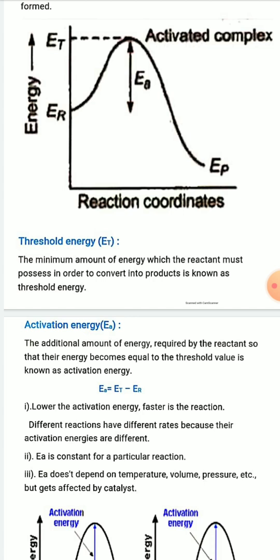So the additional energy required by the reactant, so that their energy becomes equal to the threshold energy of the reaction, is known as activation energy. And activation energy is given by EA is equal to ET minus ER, where ET is threshold energy minus energy of reactant. So what is the activation energy? It is the additional amount of energy required by the reactant so that their energy becomes equal to the threshold value.